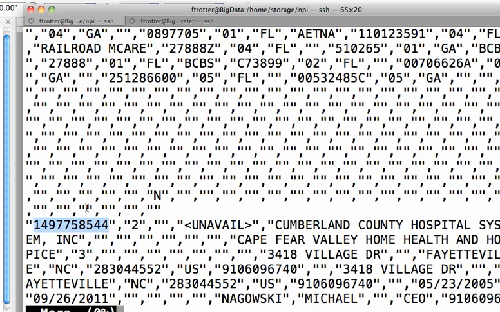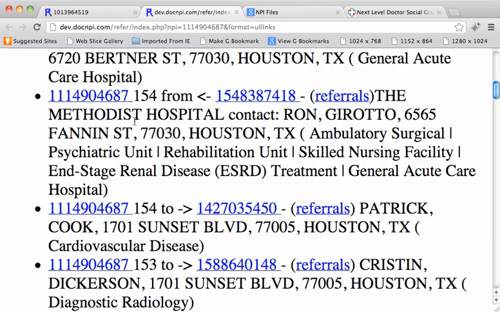So if you look over here, this is the core NPI database file. You can see here that the NPI number maps up to information about the address, the name, all kinds of information there, and that's how you decode this into getting some more useful data. When you do that, it starts to look like this.